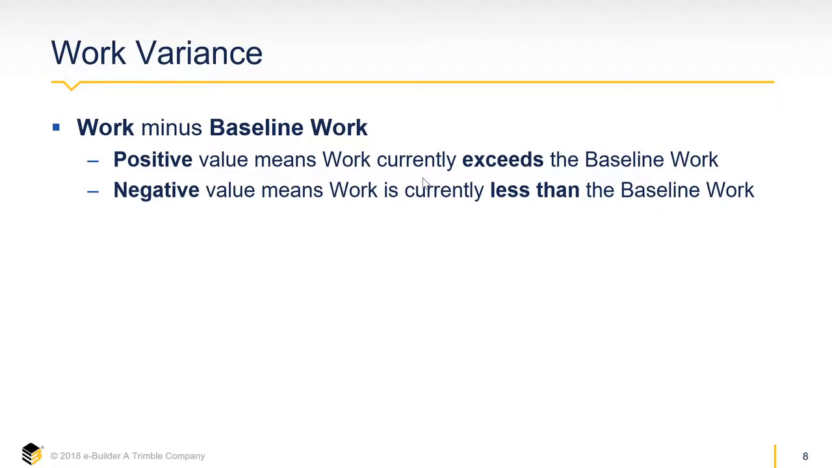Now we're going to talk about work variance. What work variance is, it's a calculation of the work on a task minus the baseline work. So when that value is positive, that means that the current work projection exceeds the baseline work. When it's negative, it means that the work is currently less than the baseline work.